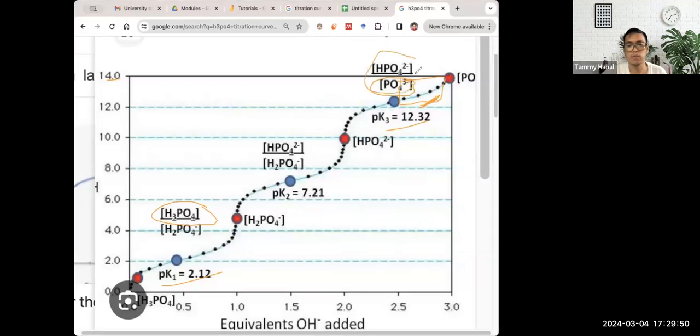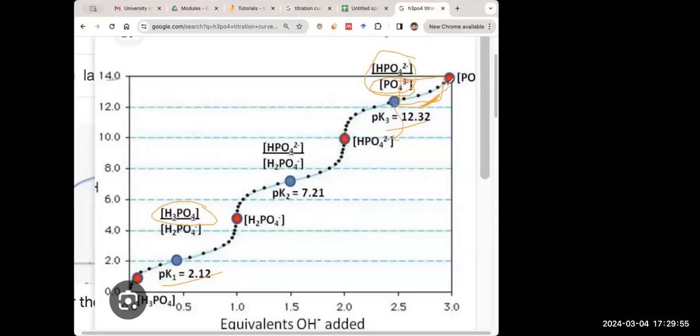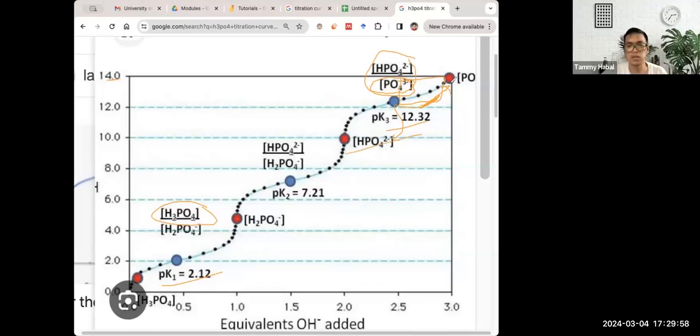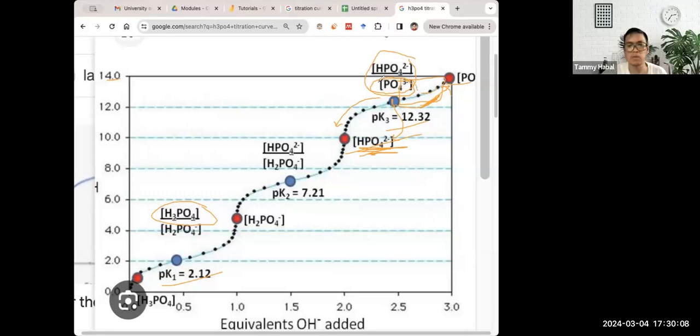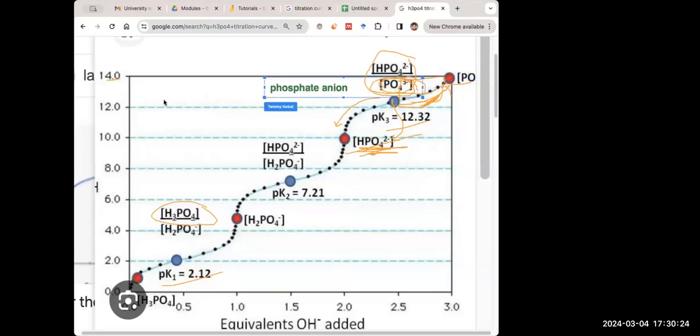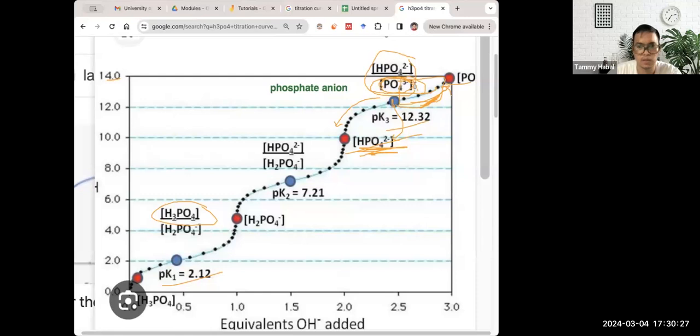Andito na. Ito na. Itong dalawa. This is the midpoint of this and this. Okay? So the species are this and this. Before this point, ang prominent ay what? Ito, right? Dito naman, ang marami na ito, PO4, the phosphate. So okay, this is your phosphate ion. Why is it an ion? Negative. It's your conjugate base. It's your base, actually.